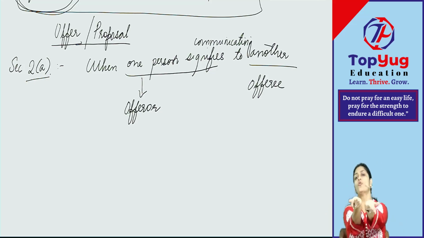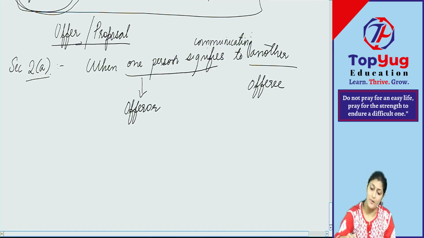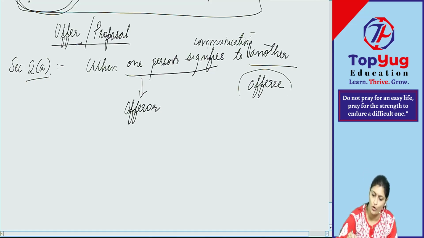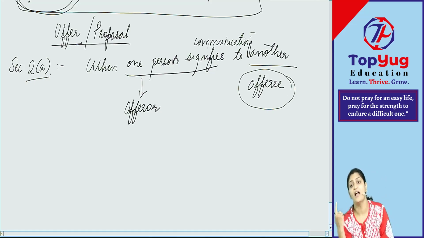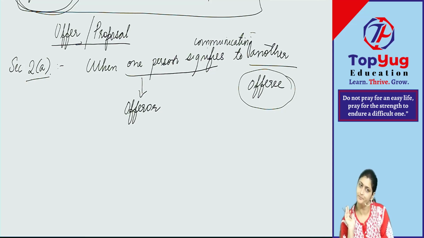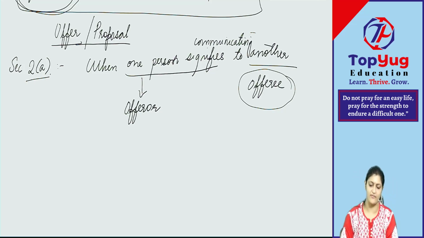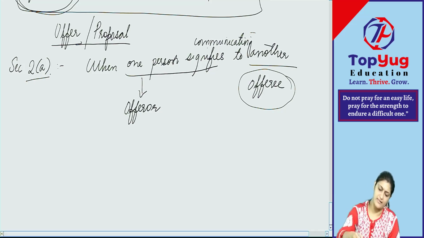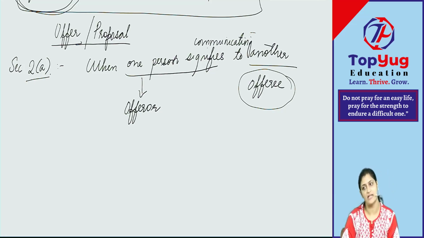A person to whom the offer is made is the offeree. The person who is making the offer is the offerer. Once this person says yes, he will no longer be offeree, he will become the acceptor. When will he become the acceptor? When he is saying yes. Understood? Yes or no? Okay. So when one person signifies to another, the person who is giving the offer is the offerer. The person to whom the offer is given is always known as the offeree.